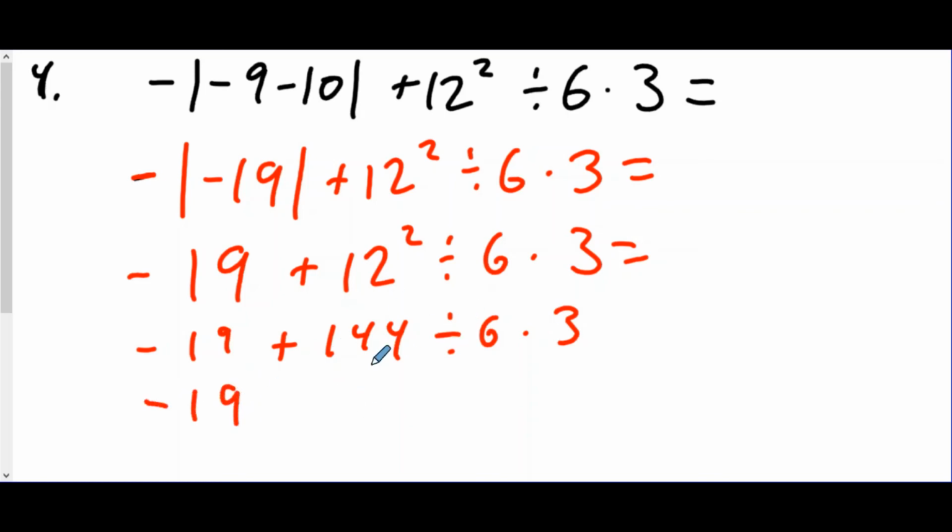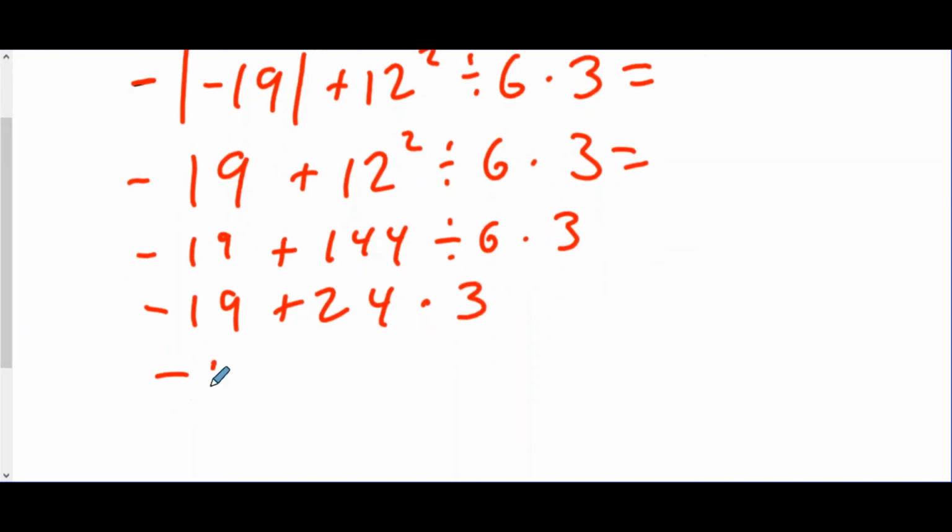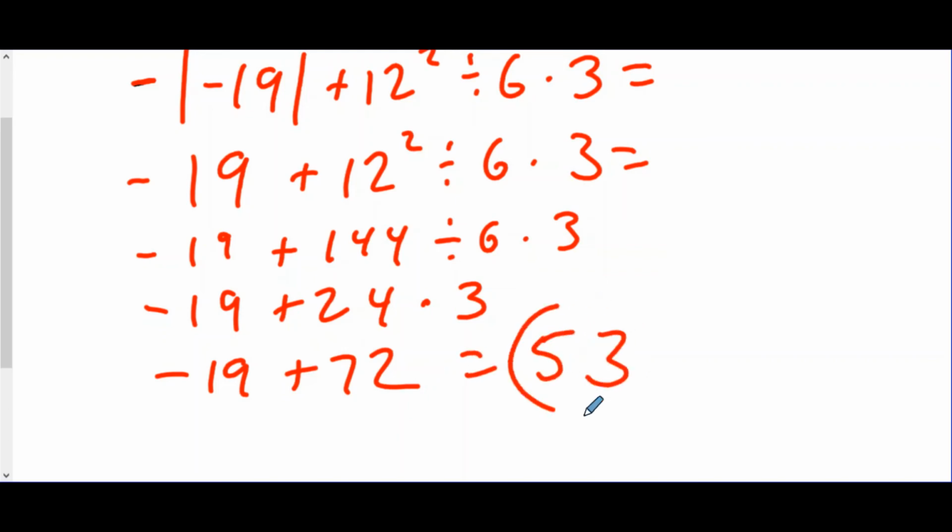So I'm going to do 144 divided by 6, which is 24. Now I can do the multiplication. So 24 times 3 is 72. And then last, negative 19 plus 72, which is the same as 72 minus 19, is 53.